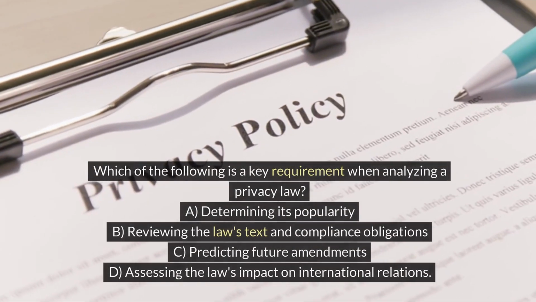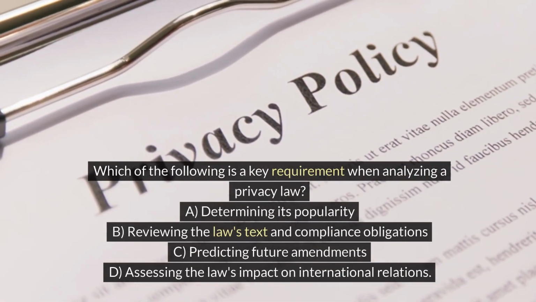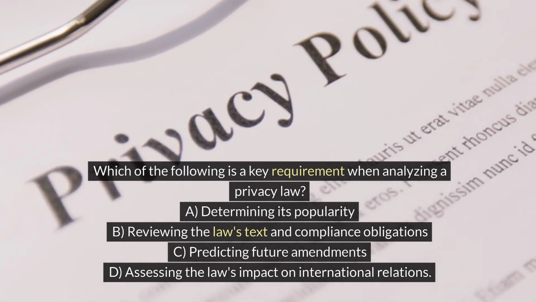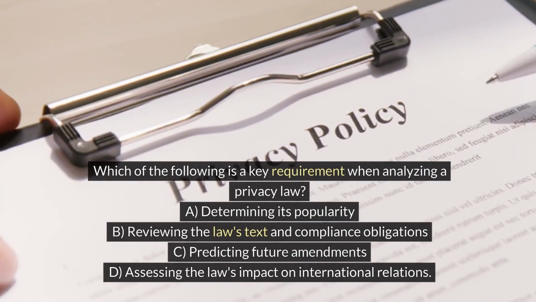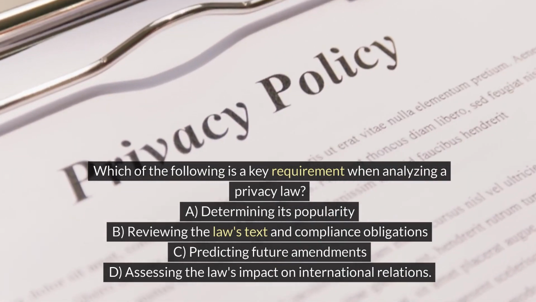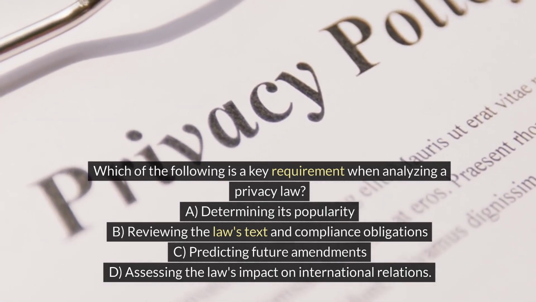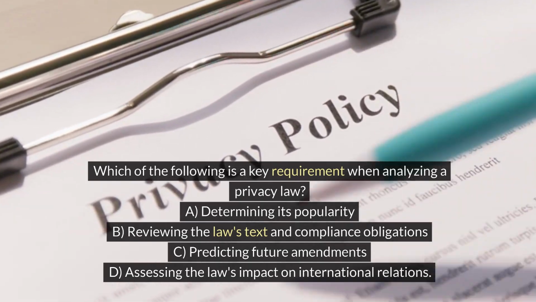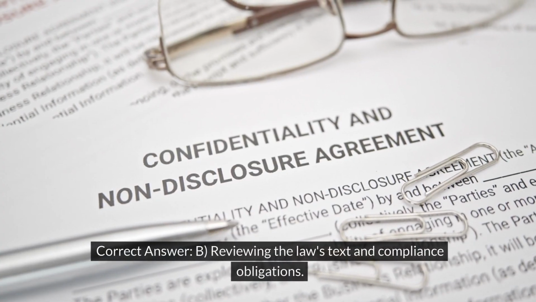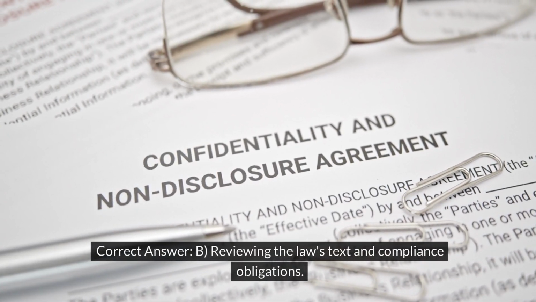Which of the following is a key requirement when analyzing a privacy law? A. Determining its popularity. B. Reviewing the law's text and compliance obligations. C. Predicting future amendments. D. Assessing the law's impact on international relations. Correct answer: B. Reviewing the law's text and compliance obligations.